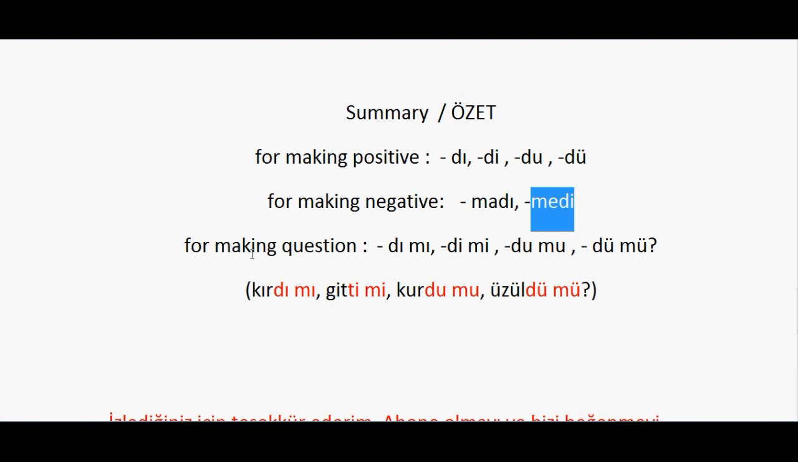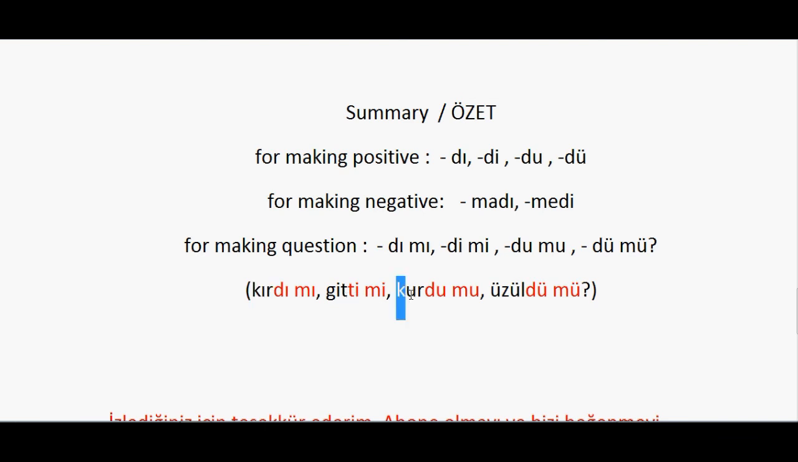For making the question form, dımı, dimi, dumu, dümü. Normally, the question word here is, guys, mı, mi, mu, mü. Let's see the examples. Kırdı mı? This is a question, which means did he or did she or did it break? Kırmak means break. Okay. Did it break? Kırdı mı? Did it go? Gitti mi? Or did he or did she go?